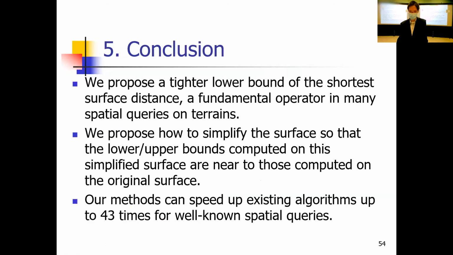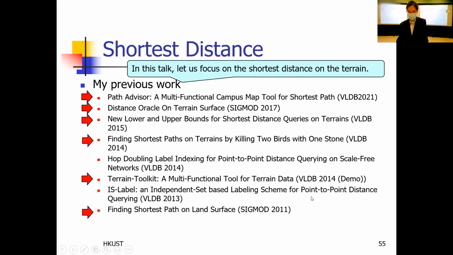Now go to the conclusion. Here, we propose a tighter lower bound on the shortest surface distance, a fundamental operator in many spatial queries on the terrain. We also propose how to simplify the surface so that the lower and upper bounds computed on this simplified surface are near to those computed on the original surface. Our method can speed up existing algorithms up to 43 times for well-known spatial queries. Okay, now we have finished the first paper.